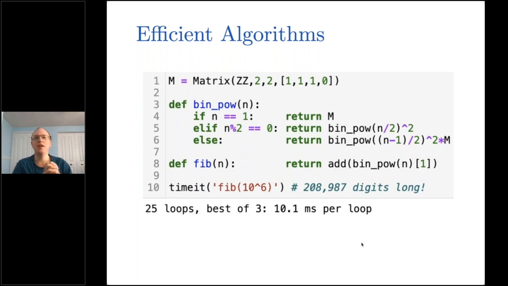So this is saying we're computing the 1,000,000th Fibonacci number. And what the output says here is that I can do that in 10 milliseconds. So almost instantly, I can compute the millionth Fibonacci number. And this is over 200,000 digits long.